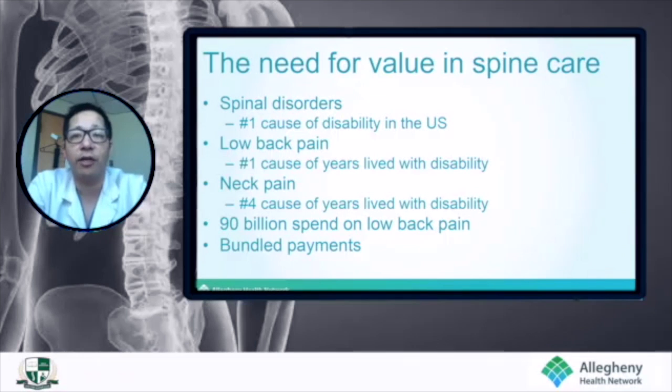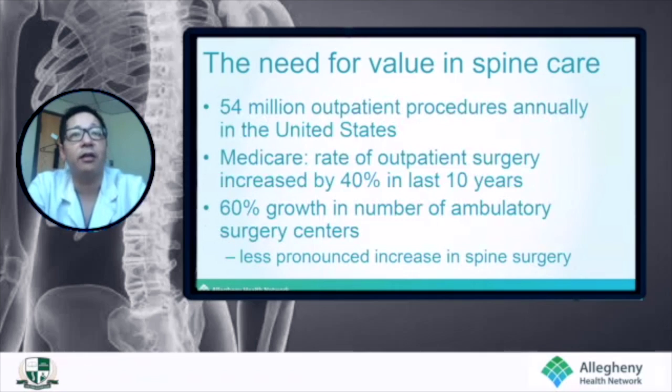Spinal disorders are here to stay. As the U.S. population ages, we're going to be dealing with more spinal disorders. It's already the #1 cause of disability in the United States, and certainly a lot of patients that we have to treat. But like I said, almost 18% of the GDP goes towards treatment of the spine patient. A lot of procedures done.